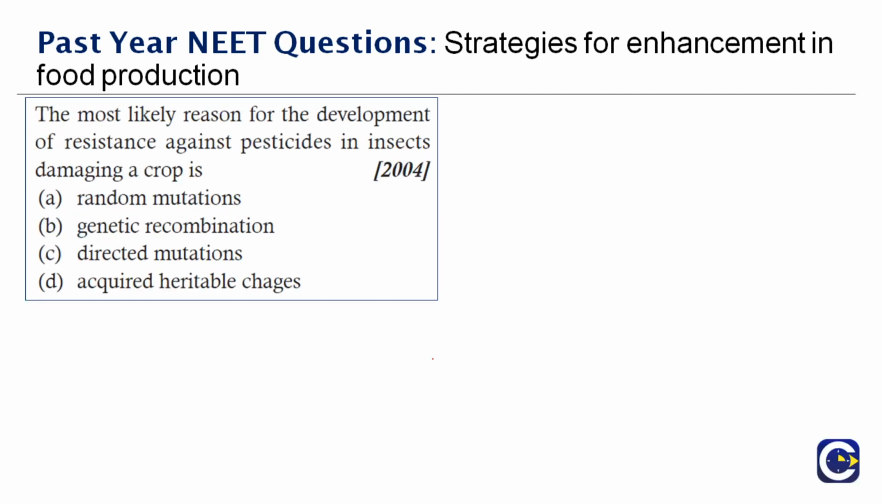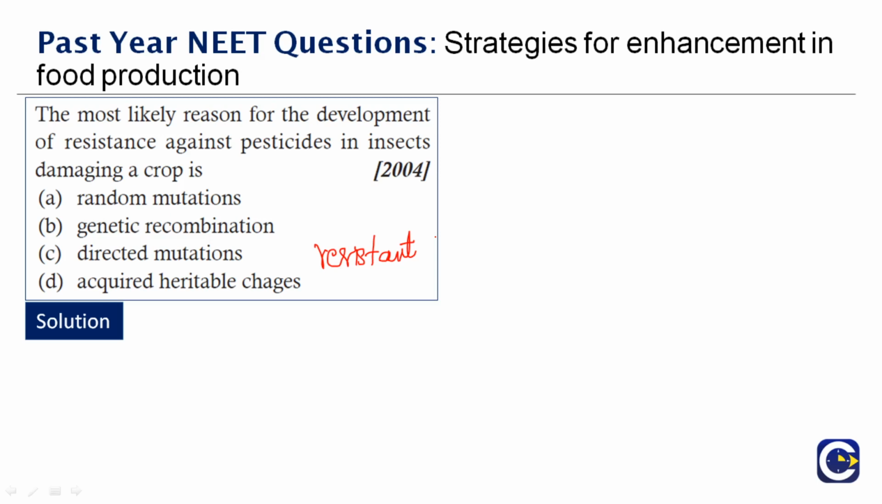Okay, next question here. The most likely reason for the development of resistance against pesticides and insects damaging a crop is dash. So what do you think will be the answer here? See, we need resistance. Rather than spraying chemical pesticides and biopesticides, the best way that you can do is to make the plants or the seed resistant to a particular disease or a pathogen. That is the best way.